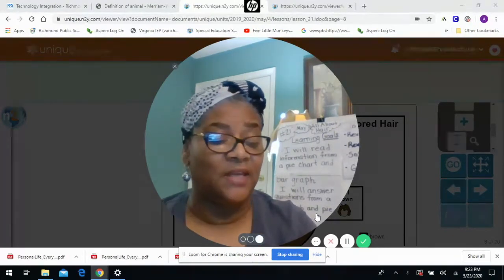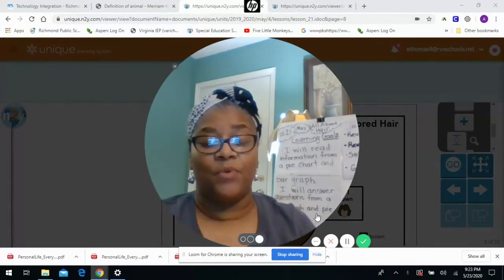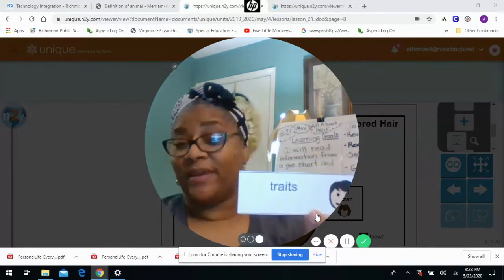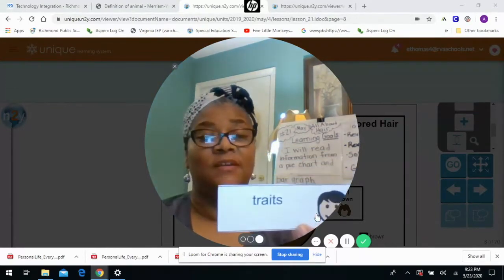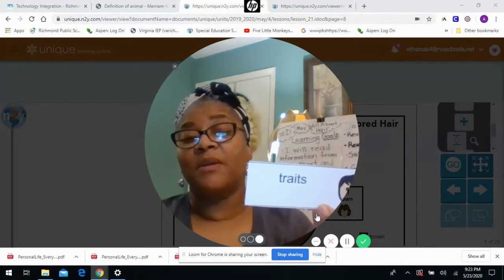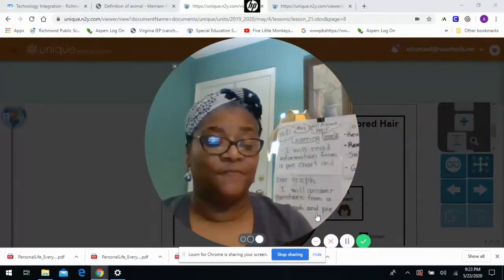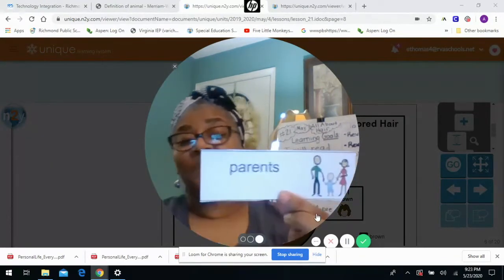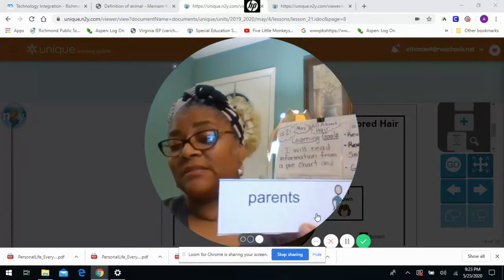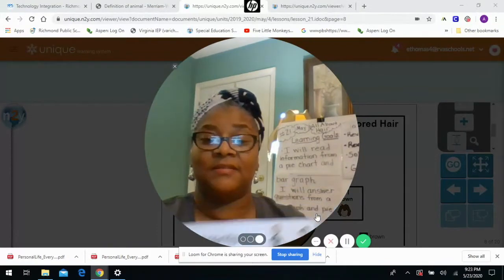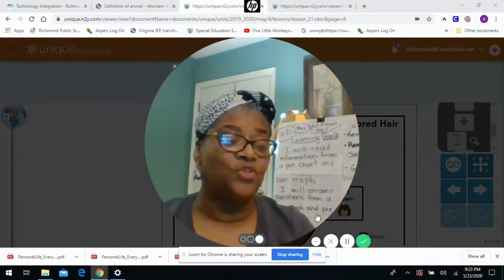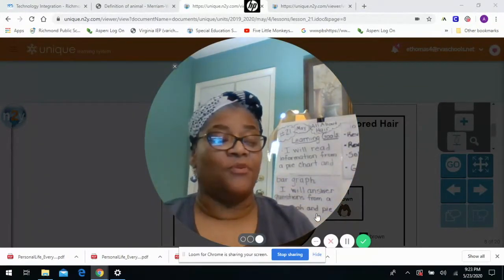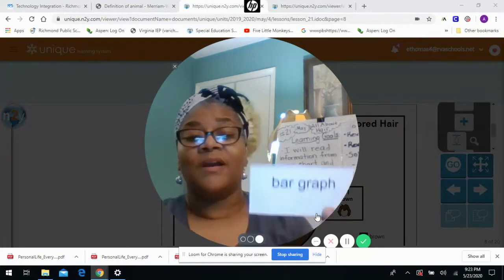We're talking about DNA, and this time the topic words are traits. We're going to be talking about the traits and what makes a person different from another person. Traits. And where do we get our DNA from? We get it from our parents. Yes. Now, our math words, since we're talking about graphs this time, a bar graph.